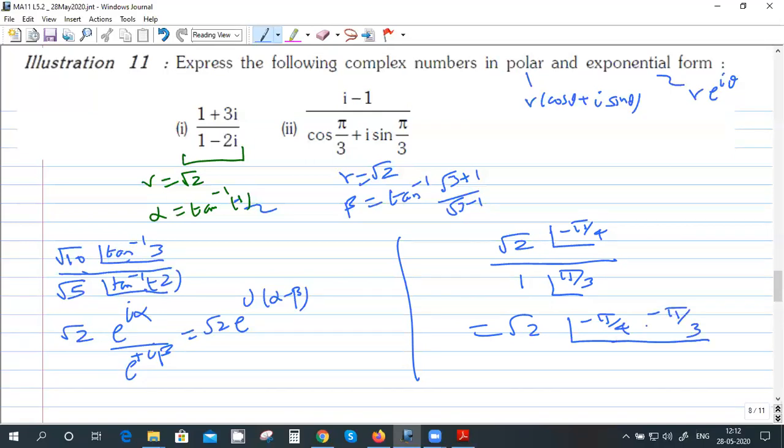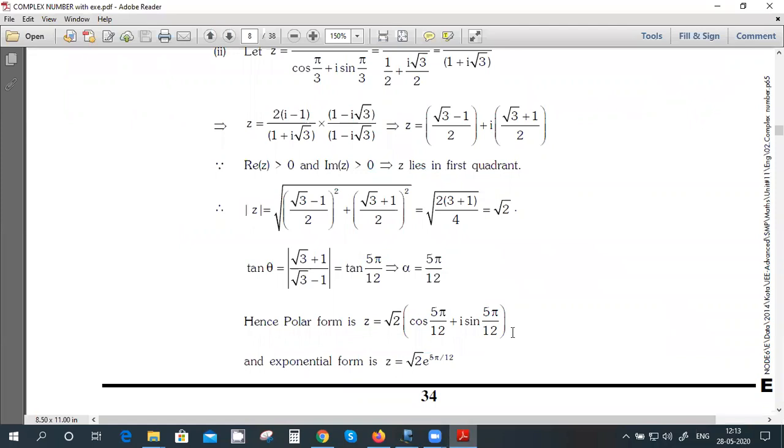You know why the angle is getting subtracted? Because the numerator is e raised to the power minus i pi by 4, and the denominator is e raised to the power i pi by 3. So the exponents get subtracted. How much is this angle? 12, so 3 plus 4 is 7, minus 7 pi by 12. And this angle is plus pi by 12, and it is in the first quadrant.